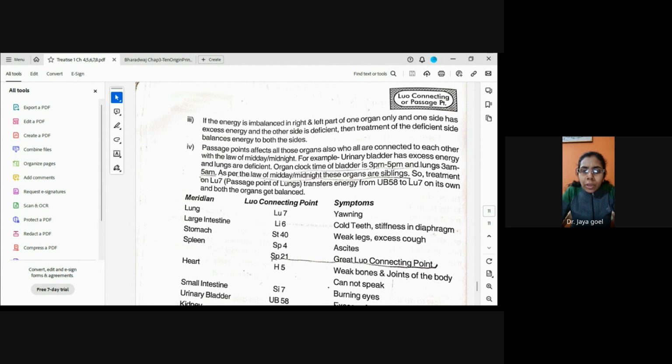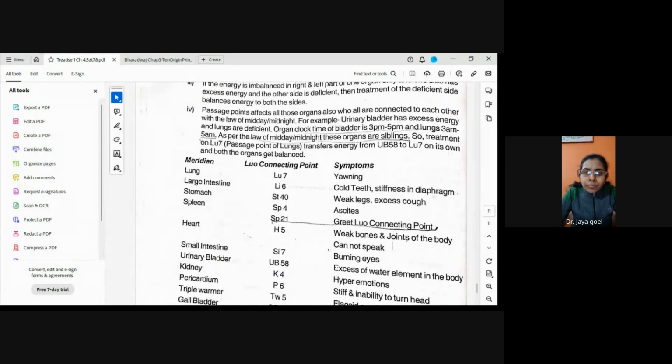Like if the urinary bladder has the time 3 p.m. to 5 p.m. and the lung has the time 3 a.m. to 5 a.m., then by giving treatment at this time, they can transfer or exchange their energy at these two times. Like urinary bladder has Luo connecting point UB58 and lung has LU7, then it can help both exchange energy at this time.